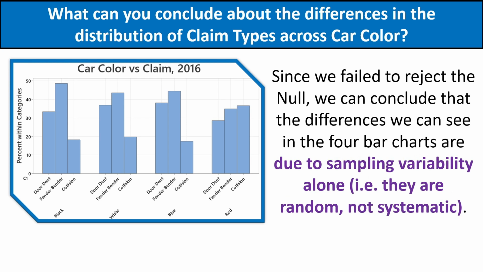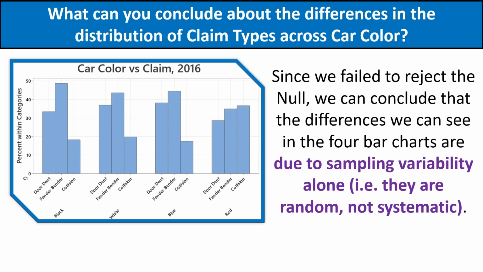So since we failed to reject the null, we can conclude that the differences that we can see in these 4 bar charts are due to sampling variability alone. In other words, they are random, not systematic. Right? So our test is telling us that there's no evidence of a systematic difference in these 4 distributions. The differences we see could easily be due to just sampling variability. So I think that's very interesting, because if you were studying 2208, you would give one answer. You would say that these 2 categorical variables are dependent. But now in 2209, now that we can put that claim to a rigorous test, we find out, in fact, that's not the case. So I think that's quite interesting.